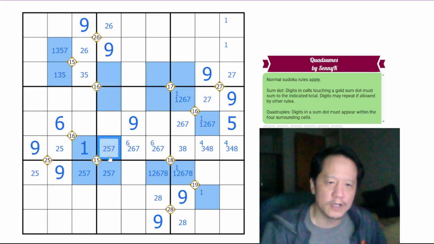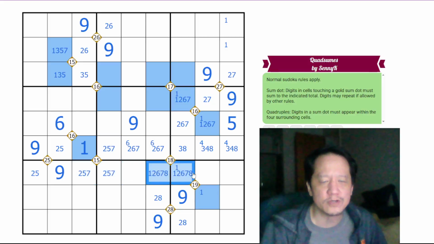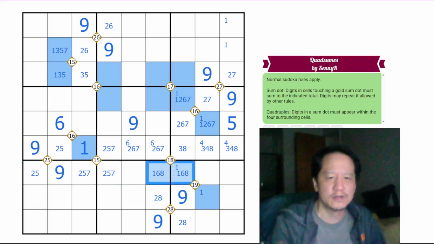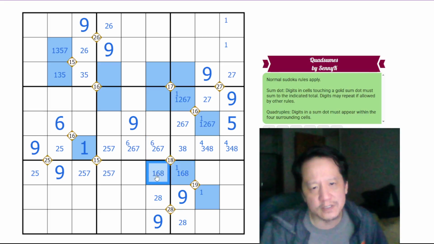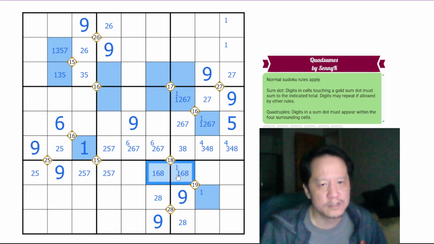So 1, again, cannot be any of these. We are guaranteed one of these two as a 1. This is 2, 5, 7 then as a triplet, which eliminates 2, 5, 7 in the rest of the row. So this cannot be 2 and 7. Which means this is 1, 6, or 8.